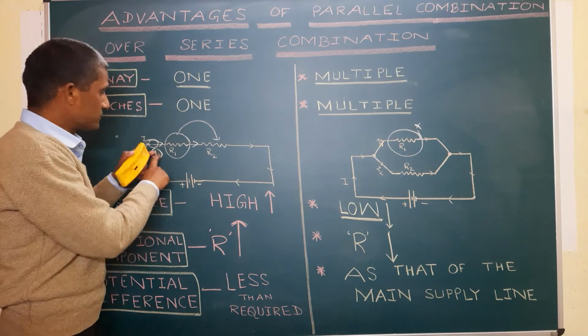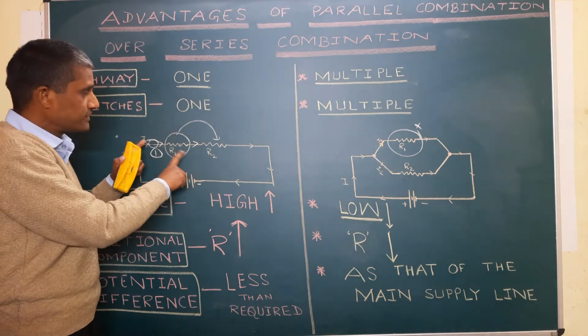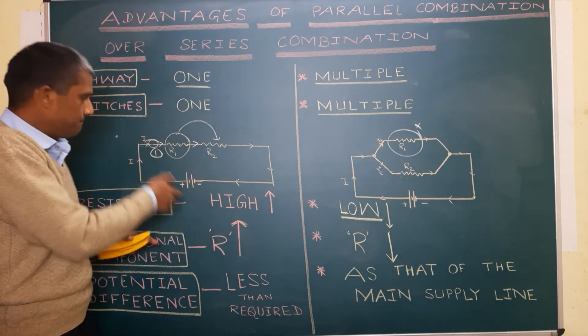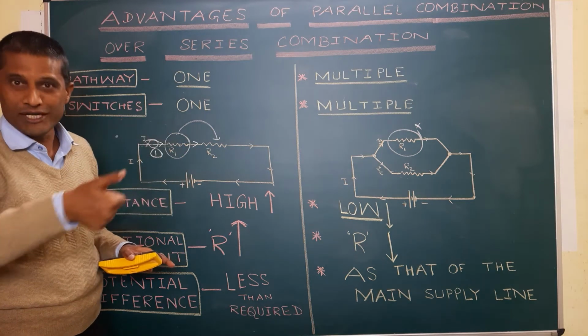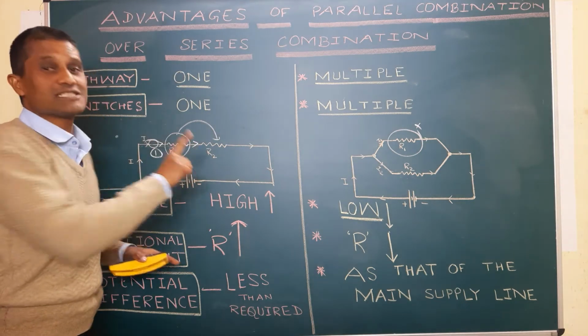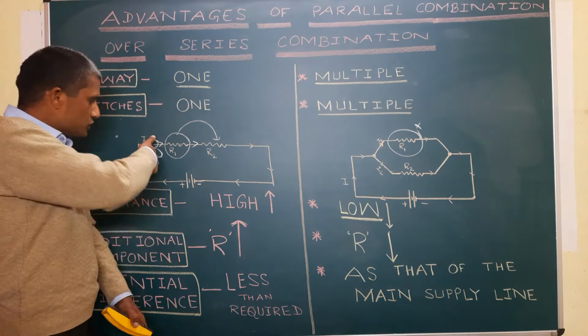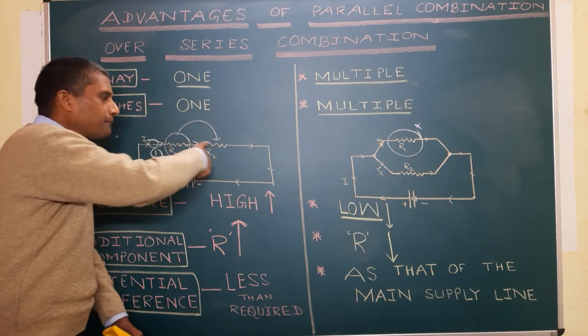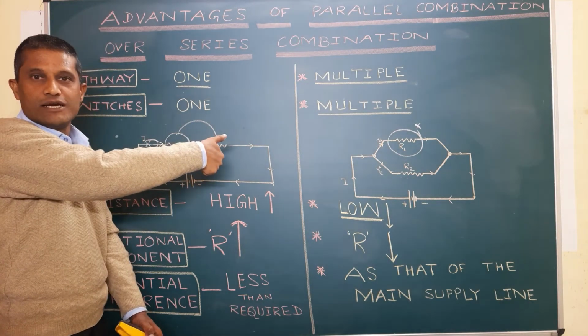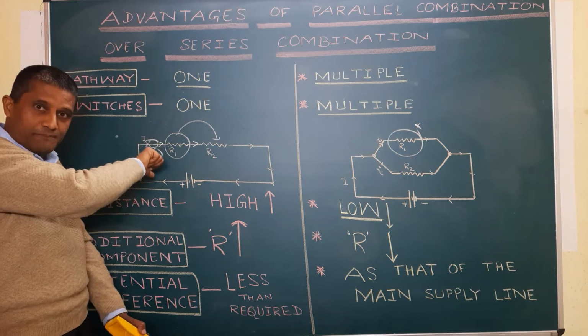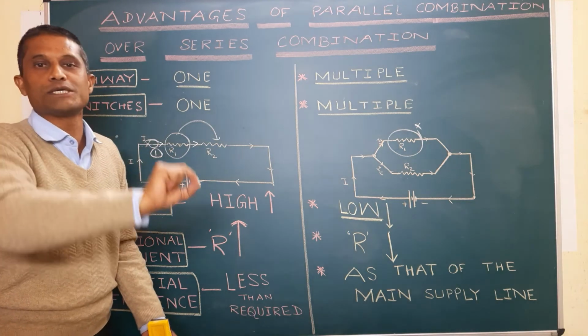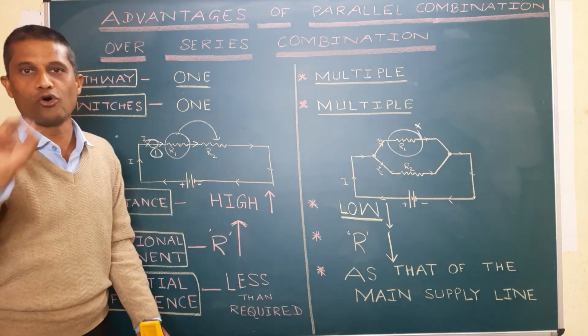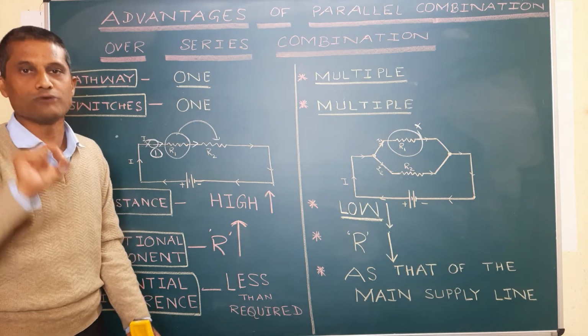So does it affect this combination as a whole? It means you can't switch the resistors on or off independently. If you switch on, then all the bulbs will keep glowing. If you switch off, then all the bulbs are going to be off. None will glow, none will give out light.